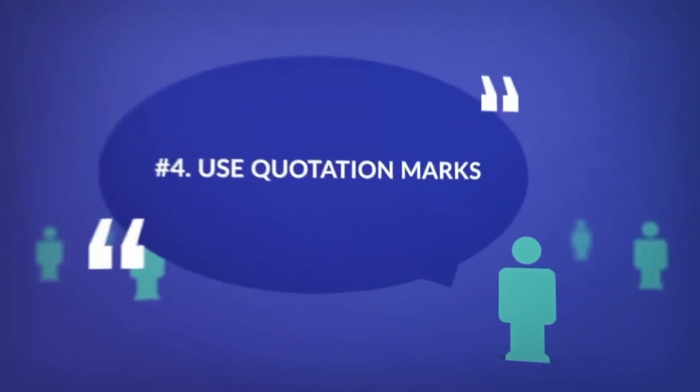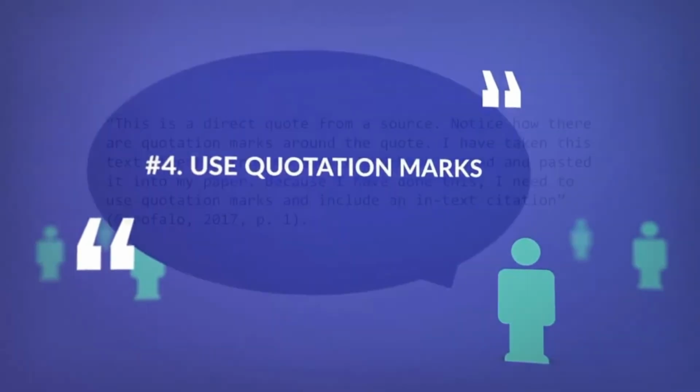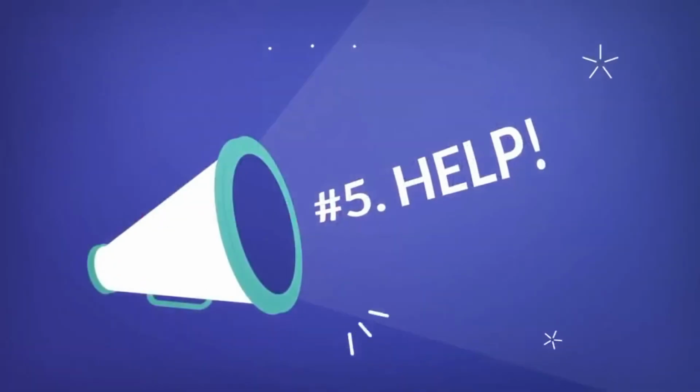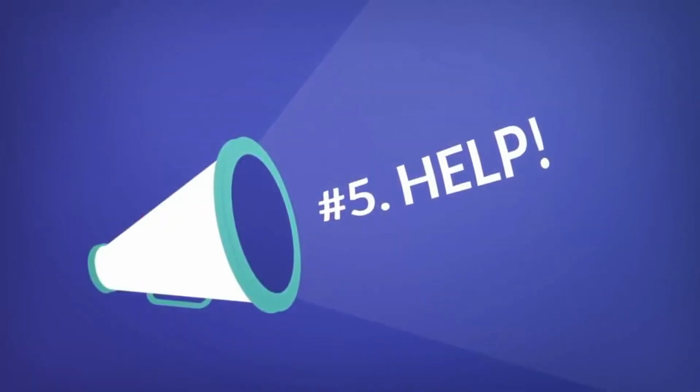Number 4. Use quotation marks. If you're putting information into your paper that you took directly from a source, be sure to put quotation marks around that information. This tells the reader that you're quoting directly from your source. Help! Number 5. Ask for help.